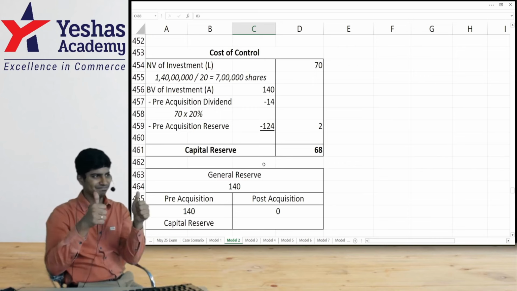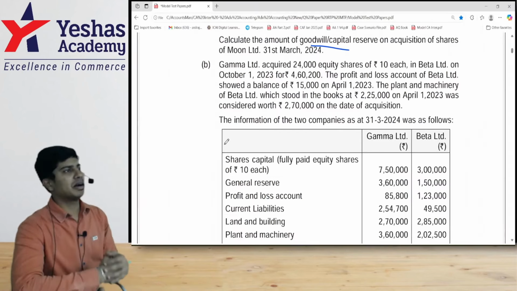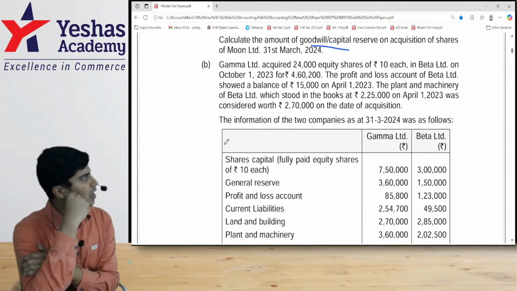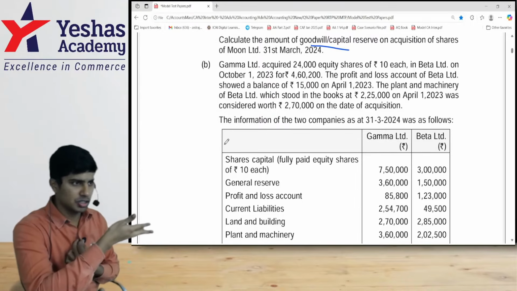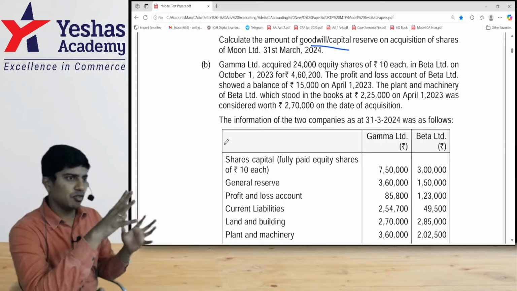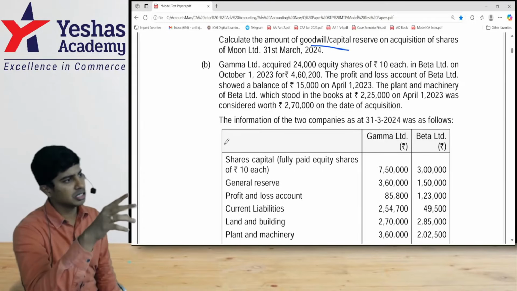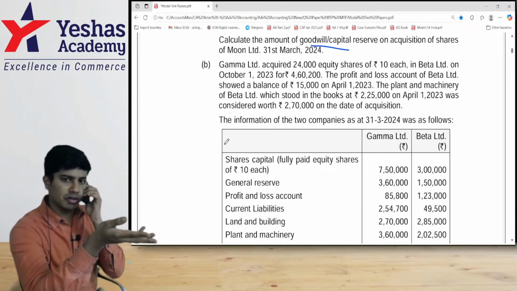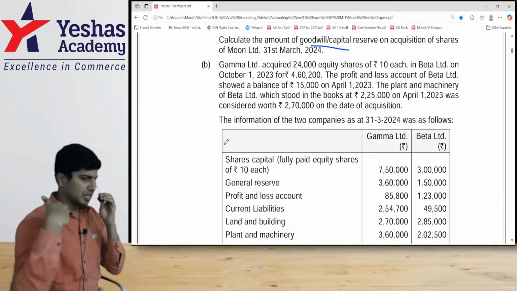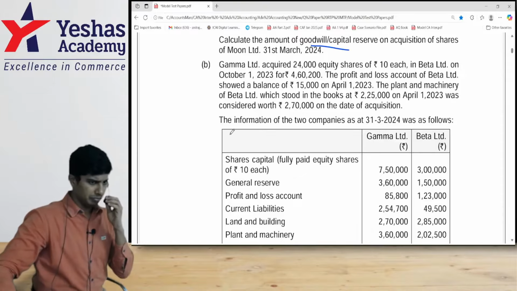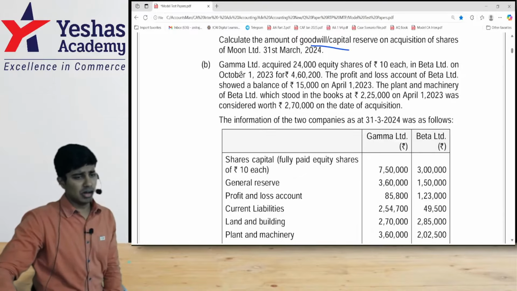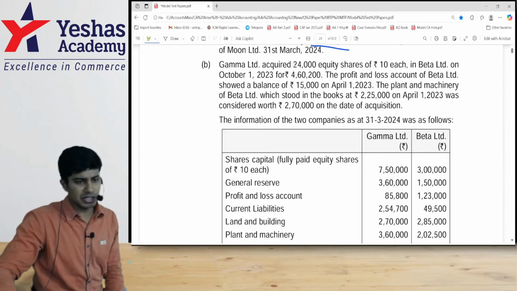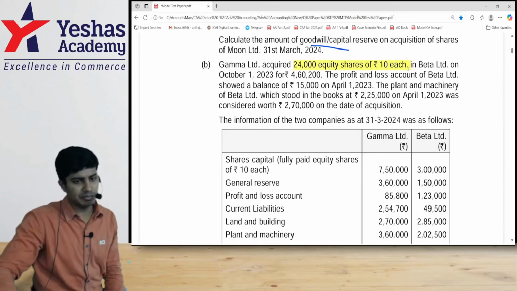Understood? Let's now start question 5B from our model paper number 2. This question is on the topic of accounting standard 21, consolidation, again. Rather than asking one 14 marks question, in model paper 2, they've asked two 7 markers. First one is about computation of goodwill or capital reserve. Let's see what it is that they're asking us to do in the second one. Gamma Limited acquired 24,000 equity shares of rupees in Pita Limited.